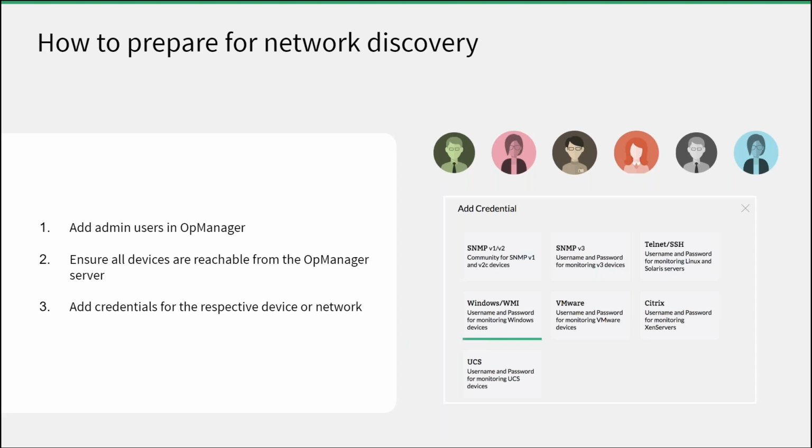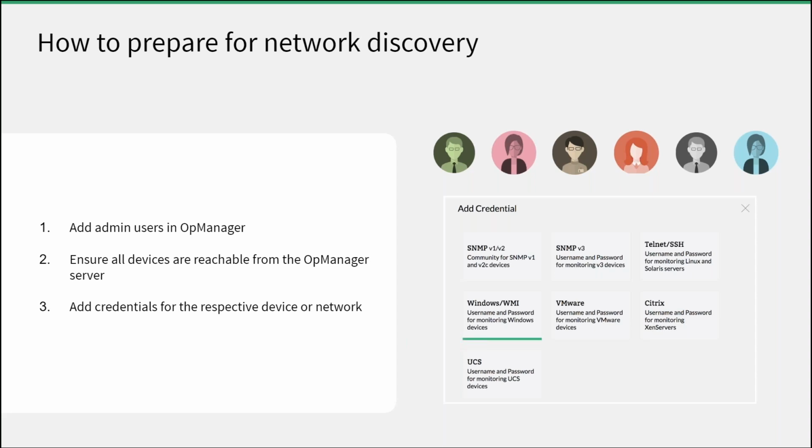Once the communication between the OpManager installed server and the end device is ready, you're good to go for the discovery. Next, the credentials for the respective device or network have to be created beforehand, because we use credentials like SNMP or WMI or any other type of credentials to communicate with the device to get information like performance metrics. So the credentials have to be ready beforehand.